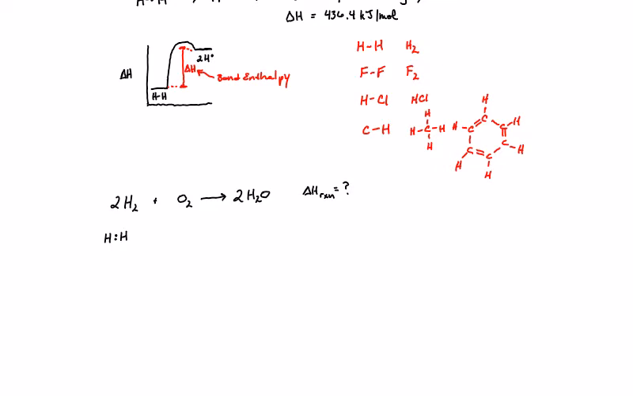Okay, so we have 2 molecules of H2, and we have 1 molecule of O2. You can see here why it's important for you to be able to draw a Lewis structure fairly quickly, so you don't have to languish over this part of the process.